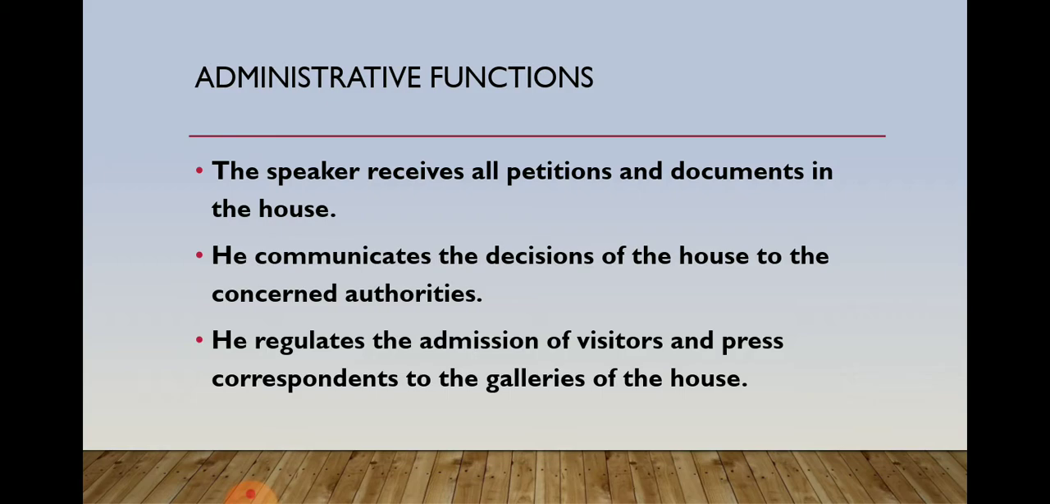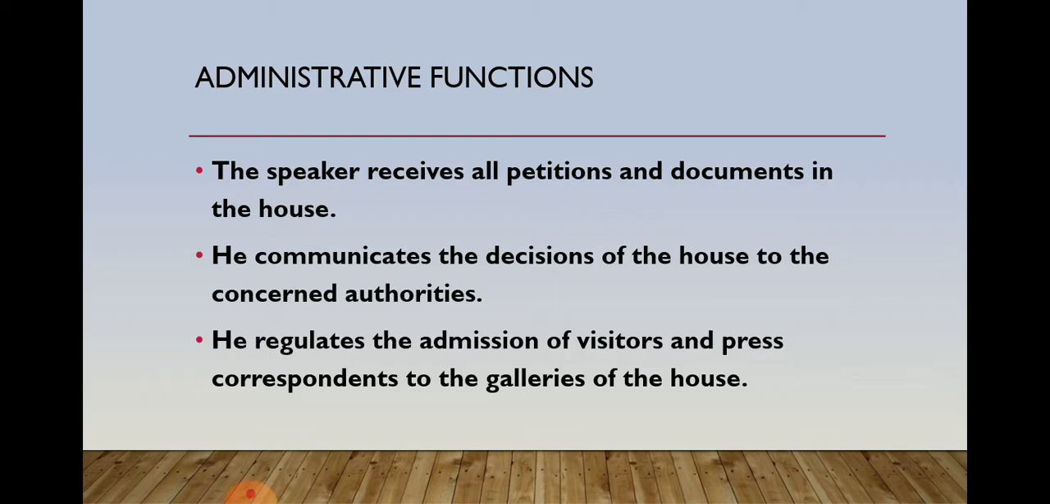The second point is he communicates the decision of the house to the concerned authorities. If discussion is there over an important matter, then the decision will be handed over to the concerned authorities, different departments of the ministry, to the Prime Minister or to the President. All these are handed over by the speaker.